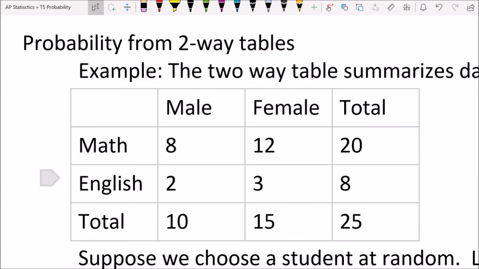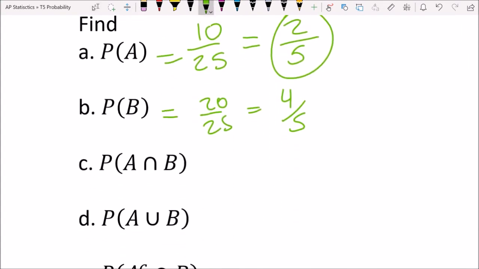Let's go back to the table. Who are those people? Those males who prefer math, males, right here. There's 8 of them out of 25, and so that's what this is. This is 8 out of 25.